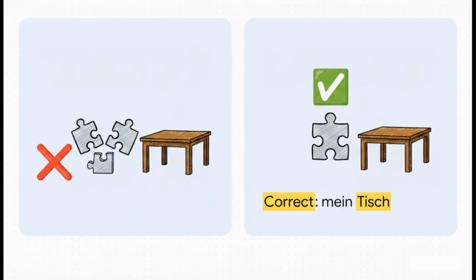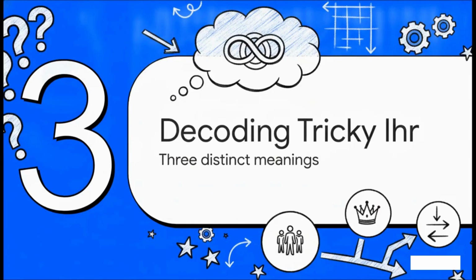But really quick, before we move on, I've got to call out a classic A1 beginner mistake. Because these possessive words do the same job as ein or eine, sometimes people try to mash them together. You'll actually see people write ein mein Tisch. Actually, scratch that. Do not write that. It's completely incorrect. The possessive word kicks ein right out of the sentence. It is either ein Tisch or mein Tisch. Never, ever both. Moving on to section 3, decoding the tricky ihre.